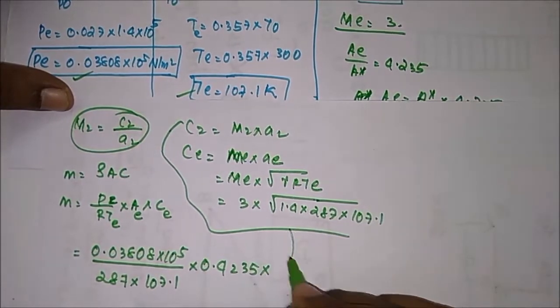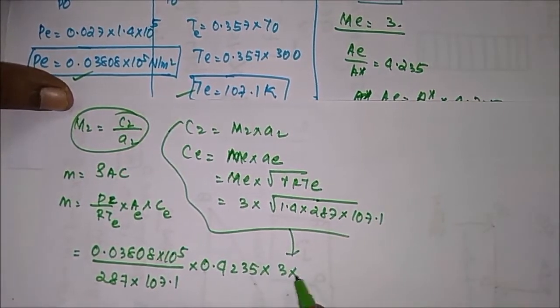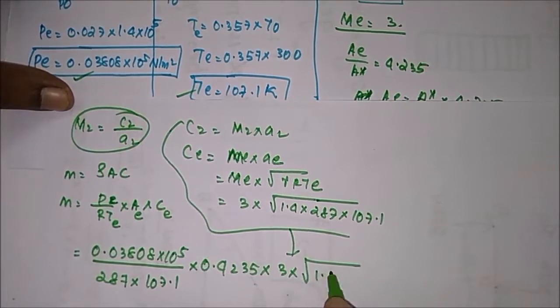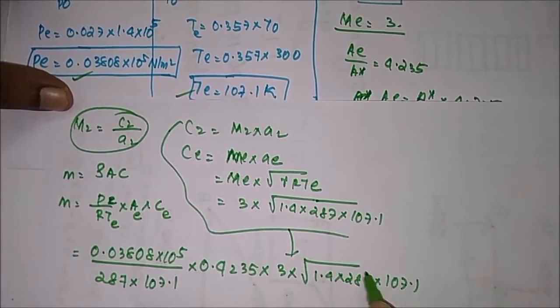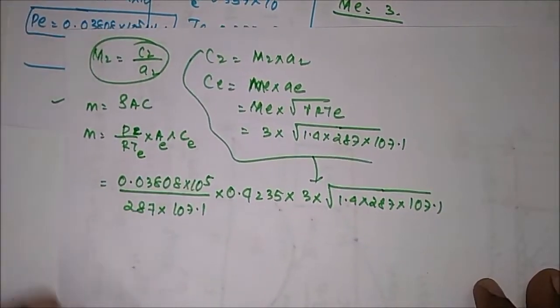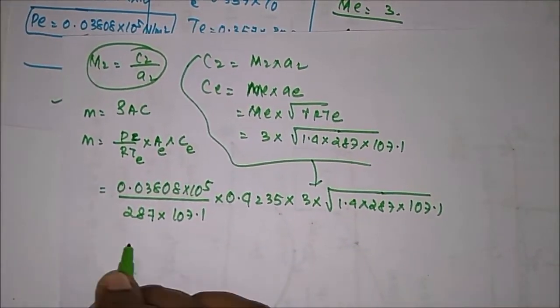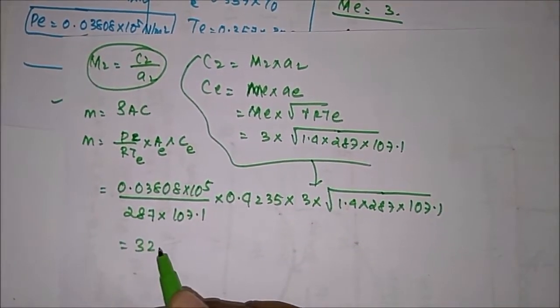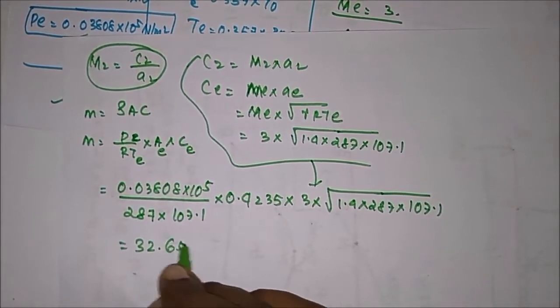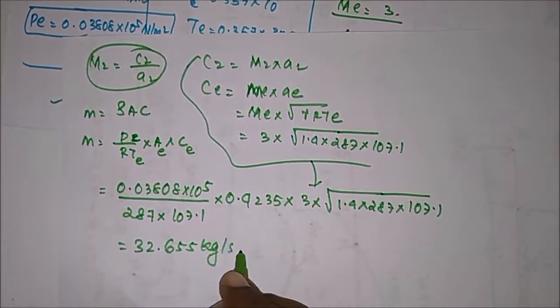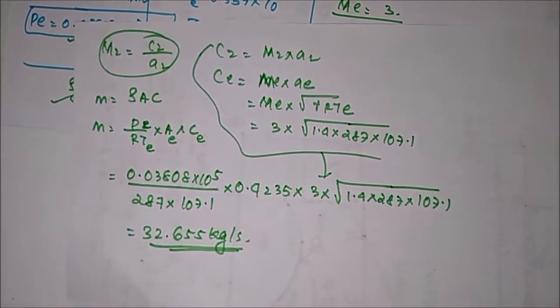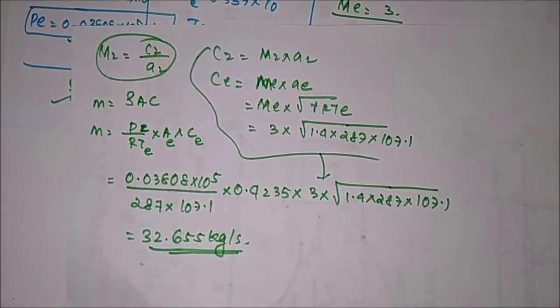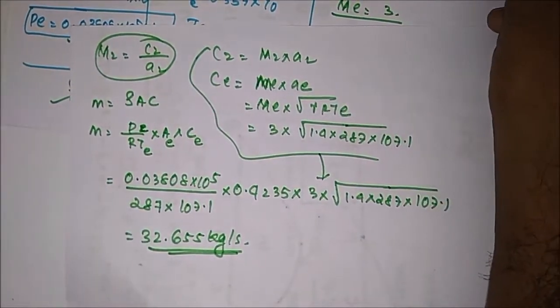Okay, substitute this value. 3 into square root of 1.4 into 287 into 107.1. Therefore, M is equal to approximately 32.655 kilogram per second.